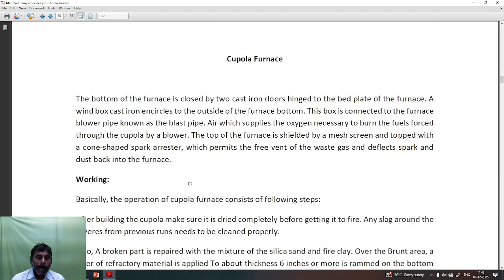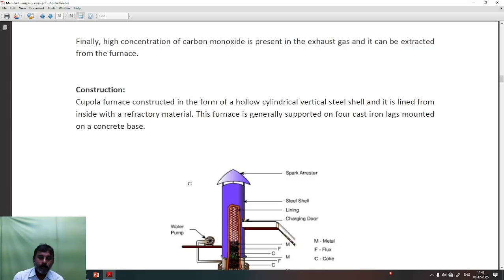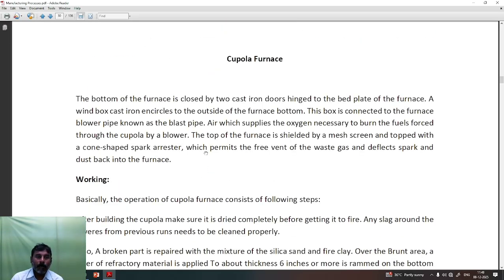So, the construction of the cupola furnace. Cupola furnace construction takes the form of a hollow cylindrical vertical steel shell, and it is lined from the inside with refractory materials. This furnace is generally supported on 4 cast iron legs mounted on a concrete base. The bottom of the furnace is closed by 2 cast iron doors. To the bed plate of the furnace, a cast iron wind box encircles the outside of the furnace bottom. The box is connected to the furnace blower by a pipe, known as the blast pipe, which supplies the air and the oxygen necessary to burn the fuel, forced through the cupola by a blower.